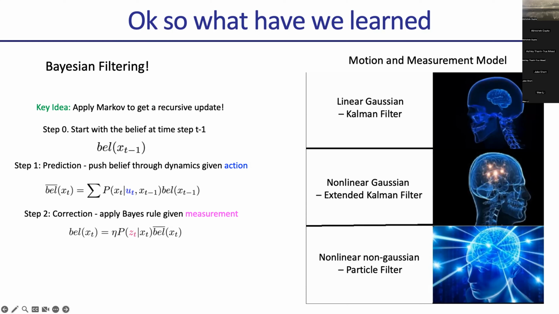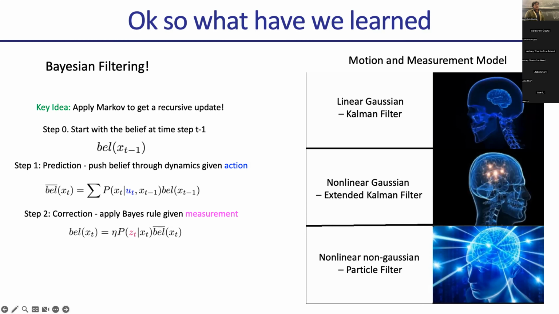We have linear Gaussian, which we talked about with the Kalman filter. If the dynamics model and the measurement model are linear and Gaussian, that's the Kalman filter. If it's nonlinear and Gaussian, you have the extended Kalman filter. You can go through my notes, they have some of that. And if it's nonlinear and non-Gaussian, then you want to use the particle filter.